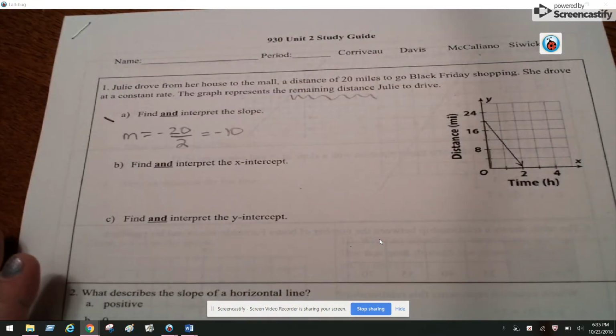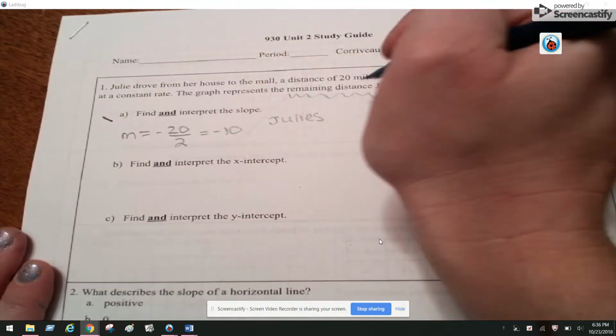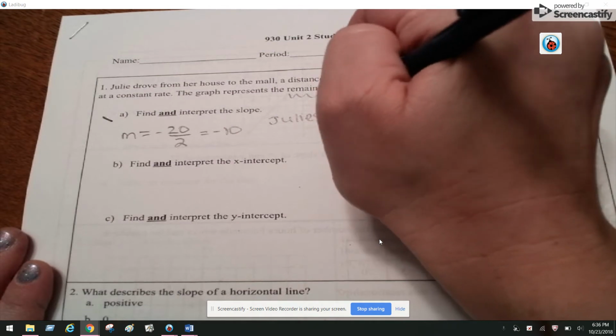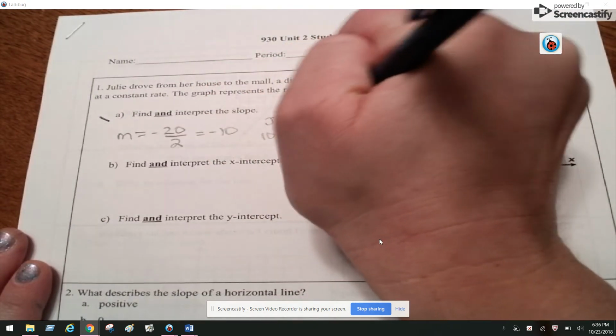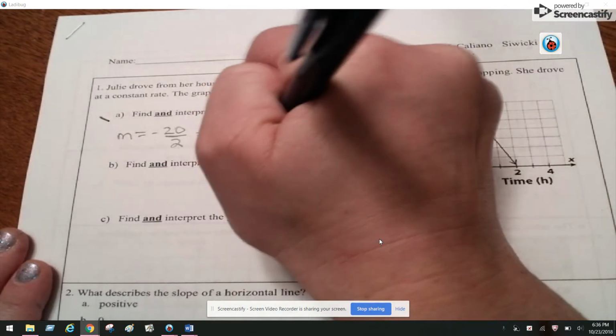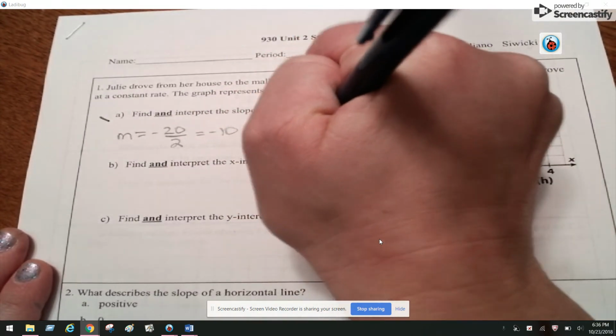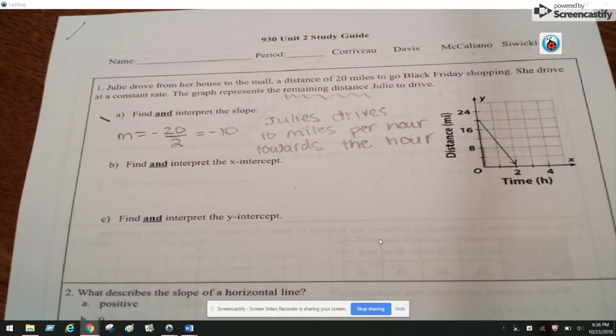So if I put that into actual terms of the problem, Julie drives 10 miles per hour towards the mall. And another way of saying that might even make more sense is that the distance remaining to the mall is decreasing by 10 miles every hour. And that's why that's that negative 10.